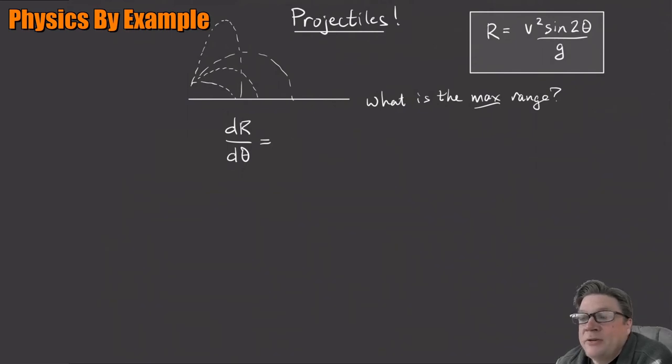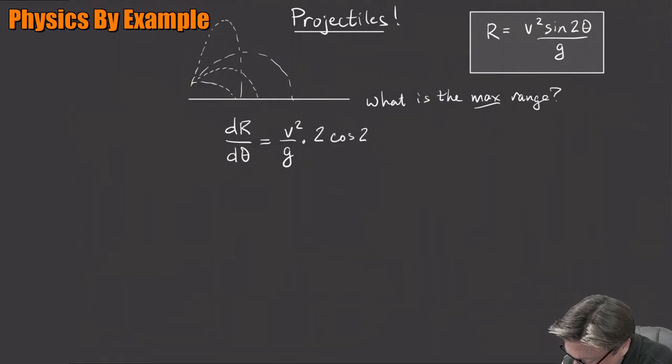So let's take the derivative. Well, dr d theta, v squared over g, that's just a constant, v squared over g. And then I have the derivative of sine 2 theta. What is the derivative of sine 2 theta? Well, it's going to be cosine of 2 theta times the derivative of the thing inside, with respect to theta, which is 2. So this is just going to be 2 cosine 2 theta.